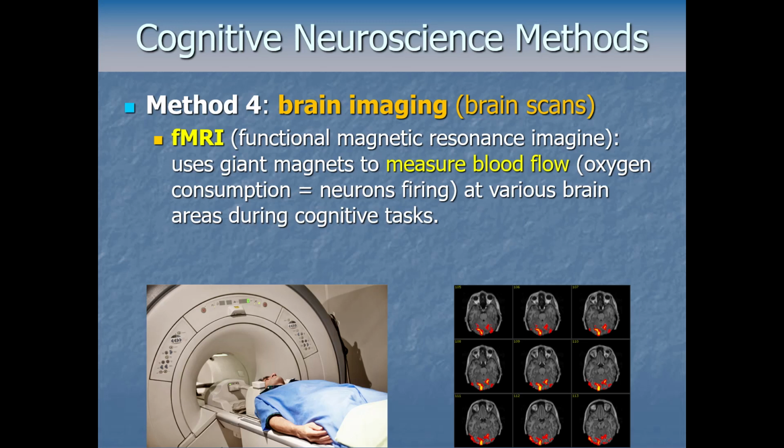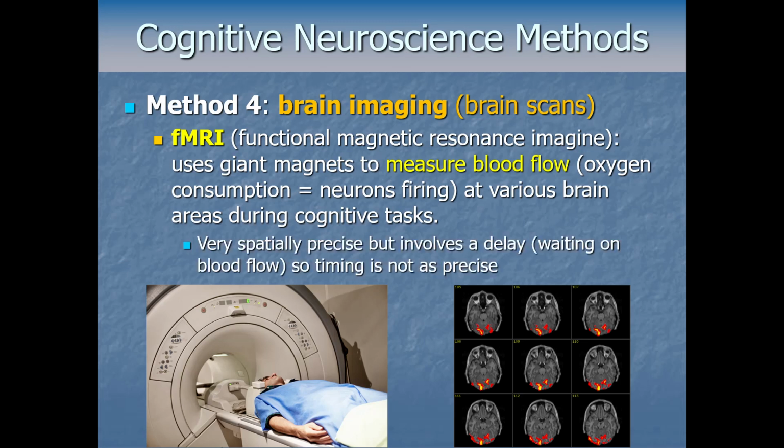Now, just like PET scans, this is like a blood flow technology, a blood flow measure. So it can be super precise spatially if you use the right settings on an fMRI, but timing info isn't as ideal, especially since it involves a delay of up to 6 seconds or so while you wait on blood flow changes. Now, depending on the settings you use, you can get better temporal timing, but it's just never quite as good as measuring electricity directly.